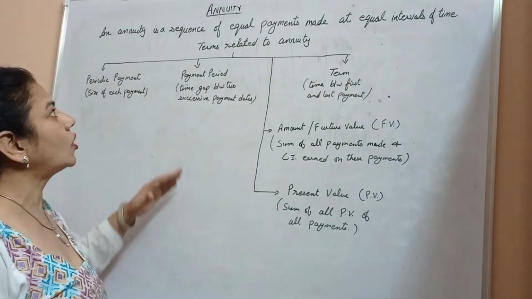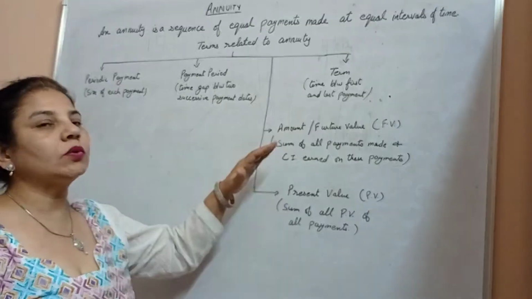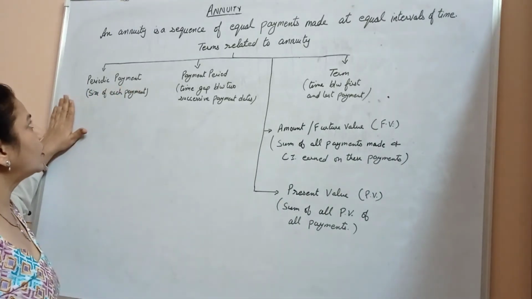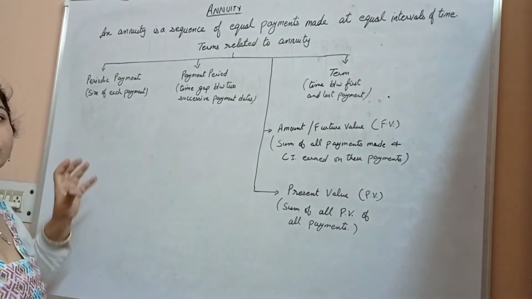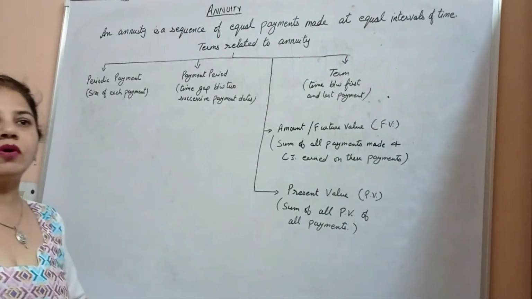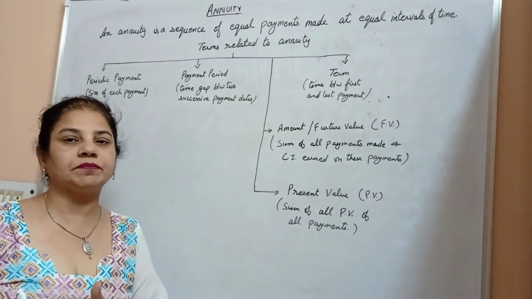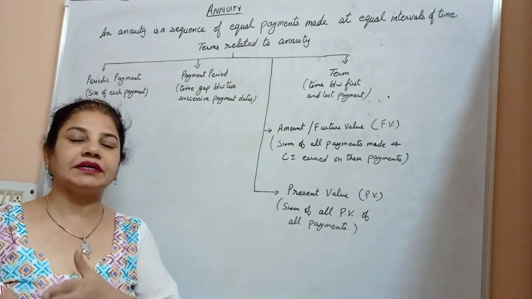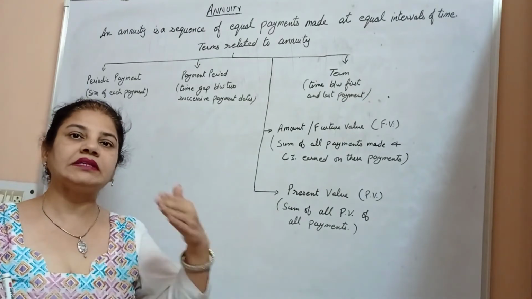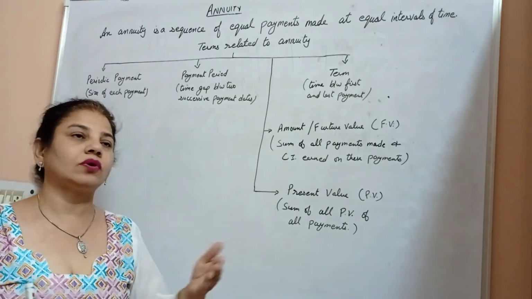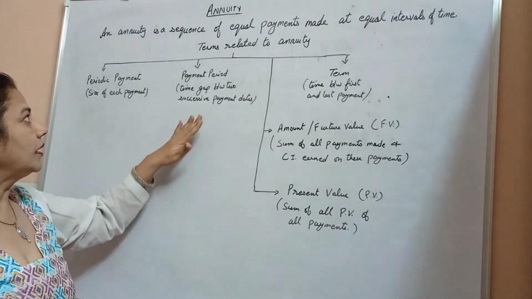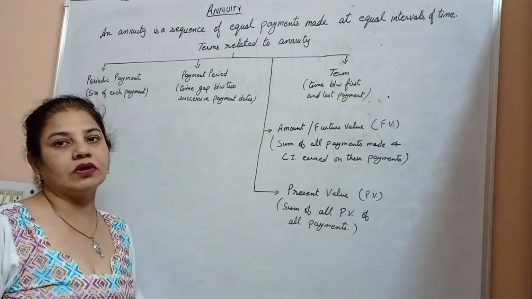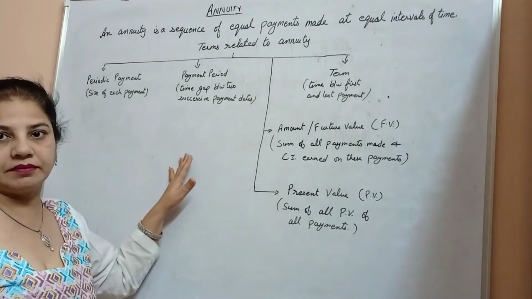An annuity is a sequence of equal payments made in equal intervals of time. Terms related to annuity: periodic payment means the size of each payment. For example, suppose a payment of 4,000 is made on the 10th of every month. So every month the payment is made. That is called a periodic payment. Payment period: the time gap between successive payment dates is called the payment period.